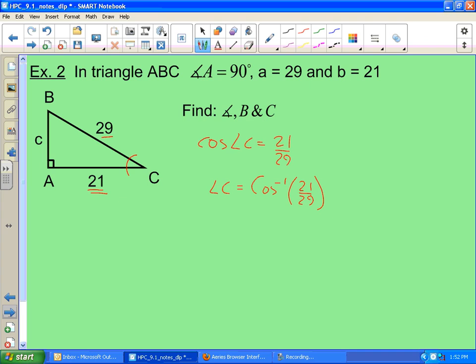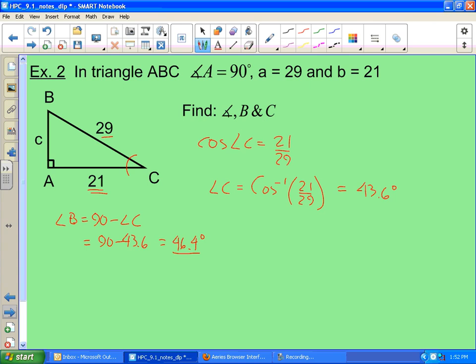And then I'll make sure that I'm in degree mode because angle A was given in degree. And then I find my answer, which I think, if I remember correctly, is 43.6. Now, do I need to use trig to find the other acute angle? No. Because I know that two acute angles of a right triangle always add to 90. So that means I can say that angle B is simply 90 minus angle C. So we have 90 minus 43.6, and I get 46.4 degrees is angle B.